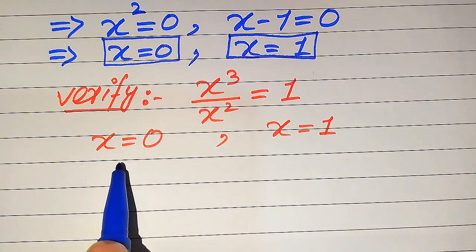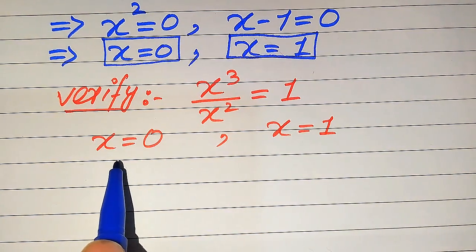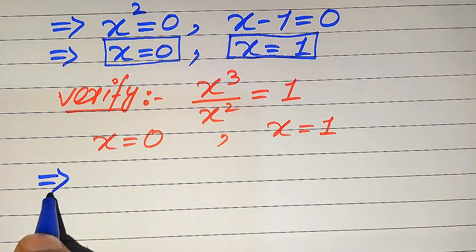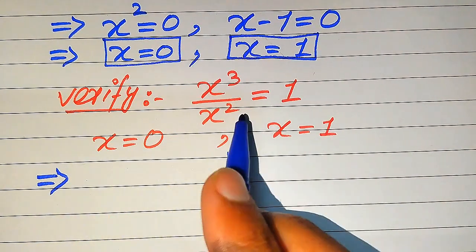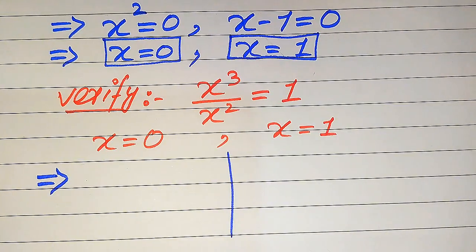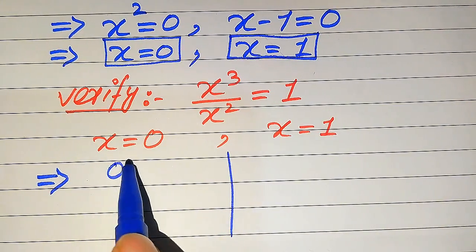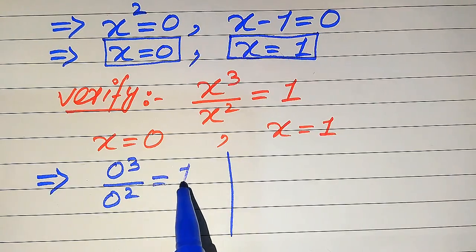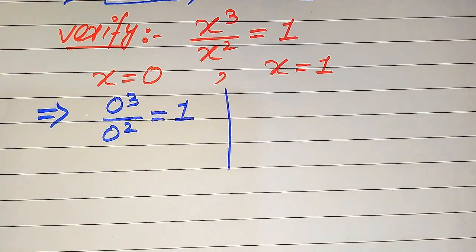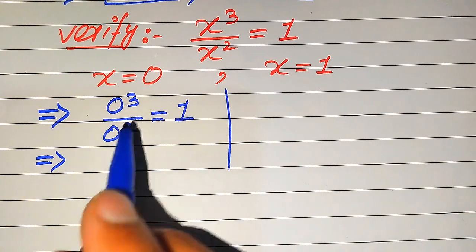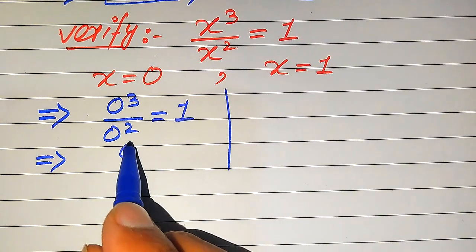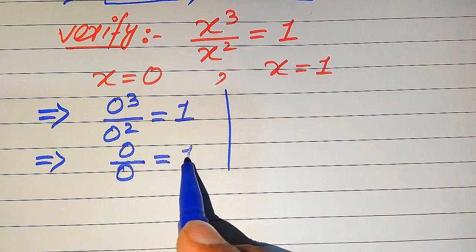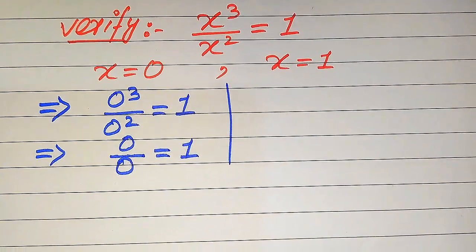So when we verify x equals 0, we need to substitute the value of x equals 0 into the left hand side. And so after substituting this into the left hand side, it will be written as 0 cubed divided by 0 squared equals 1. And now in the next step we have this 0 cubed, and 0 cubed becomes 0, and 0 squared is also equal to 0, and this whole equals 1.